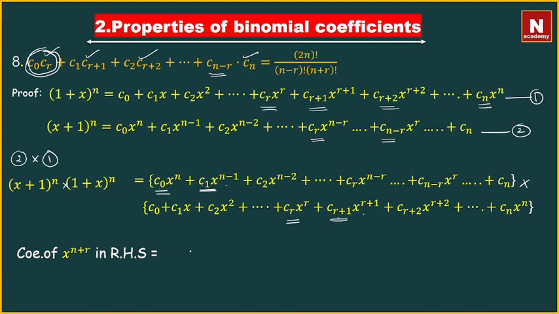C0 into Cr plus C1 into Cr plus 1 plus C2 into Cr plus 2 and so on, last Cn minus r into Cn. What is this? The coefficient of x power n plus r in the RHS. Similarly, find out the coefficient of x power n plus r in the LHS also.